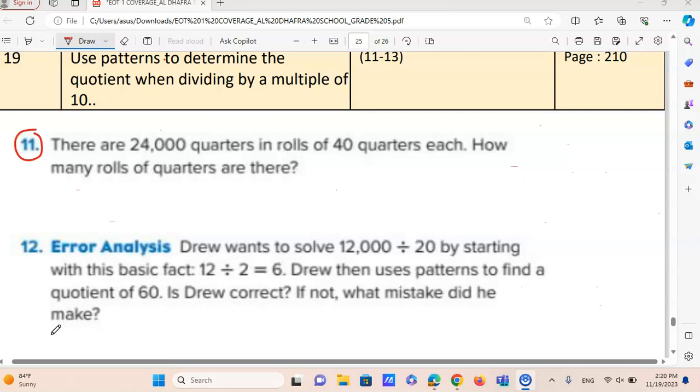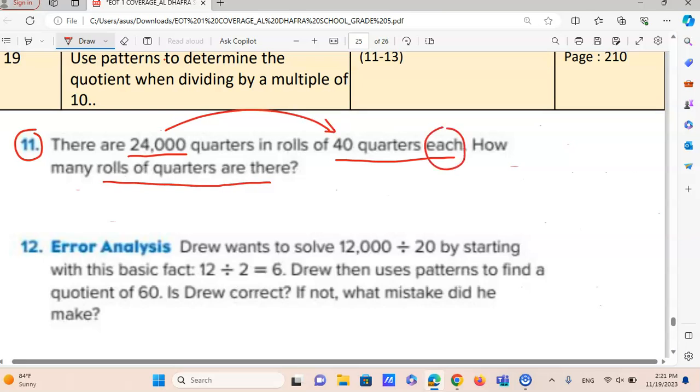So question number 11. There are 24,000 quarters in rolls. It is set in rolls of 40 quarters in each roll. So we need to know how many rolls of quarters there are. So we need to divide. To know how many in each means division. Okay, so we need to divide.